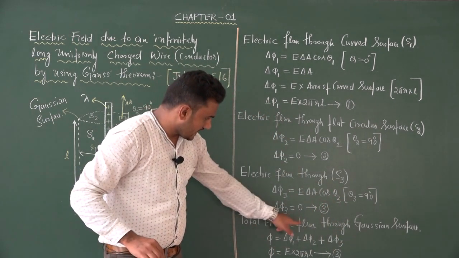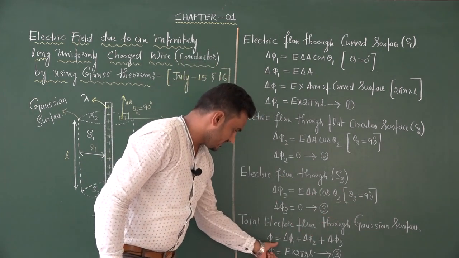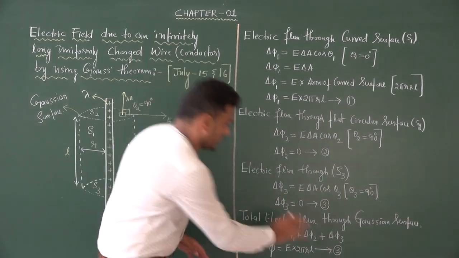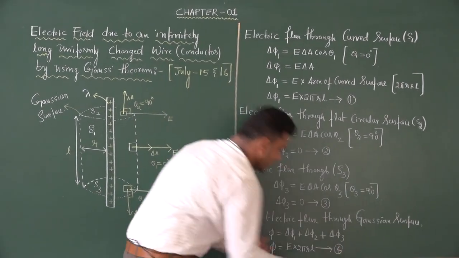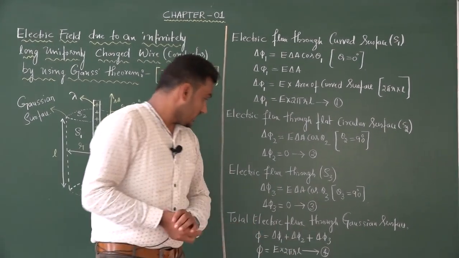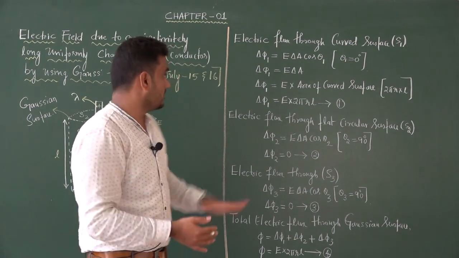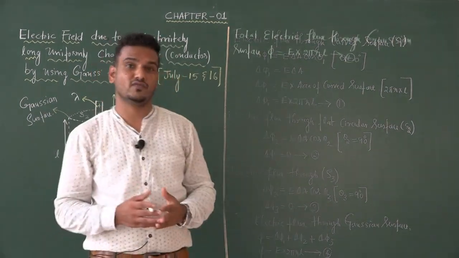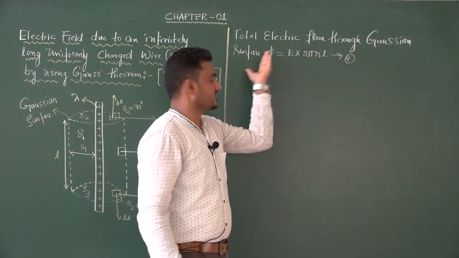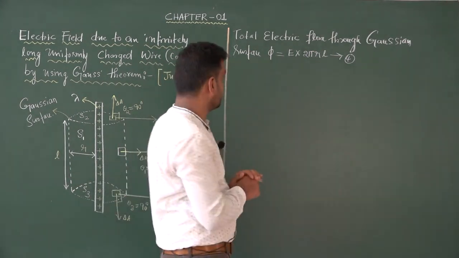So the total electric flux through the Gaussian surface is phi is equal to E into 2 pi R L, equation number 4. Already we had equation number 3, so equation number 4. So now by using total electric flux through the Gaussian surface, the remaining thing we will see now. Just now we got the total electric flux through the cylindrical Gaussian surface.